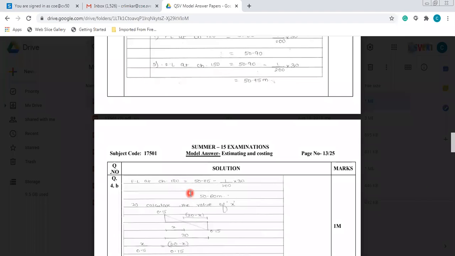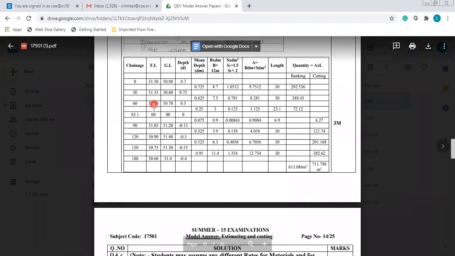After that, you have to calculate the value of X. After getting the FL, what is the next step that you are going to do? After getting these FLs, our next step is determining the depth.